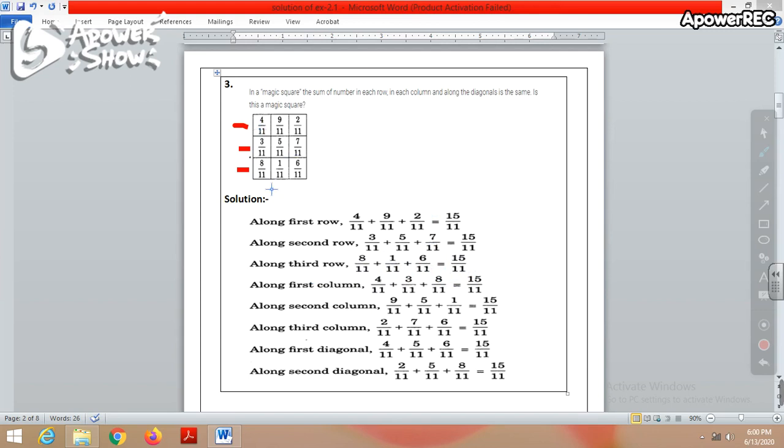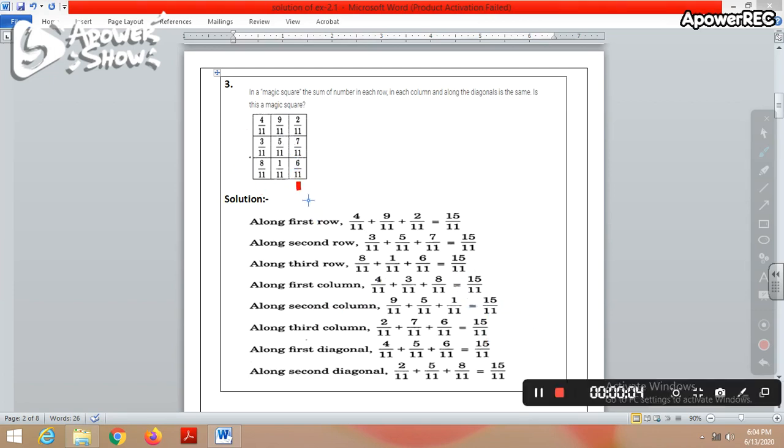In like fractions only the numerator will be added, the denominator will remain unchanged. Now we are finding the sum along the columns. So this is my first column, and we have to find out the sum of the numbers along this first column. So 4 by 11 plus 3 by 11 plus 8 by 11. 4 plus 3 is 7, 7 plus 8 is 15. So along my first column the sum comes out to be 15 by 11. Now along my second column, means this one. So 9 by 11 plus 5 by 11 plus 1 by 11. So 9 plus 5 is 14 and 14 plus 1 is 15. So the sum is 15 by 11.